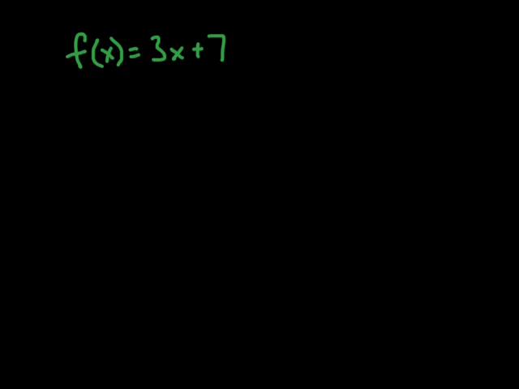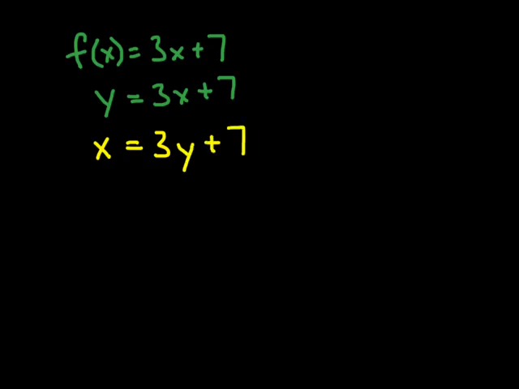Our first example is f of x equals 3x plus 7. Our first step was to replace the f of x with a y. Once we replace the f of x with a y, we are ready to switch the x values and the y values. And what I like to do at this point in time is some kind of notation to myself.